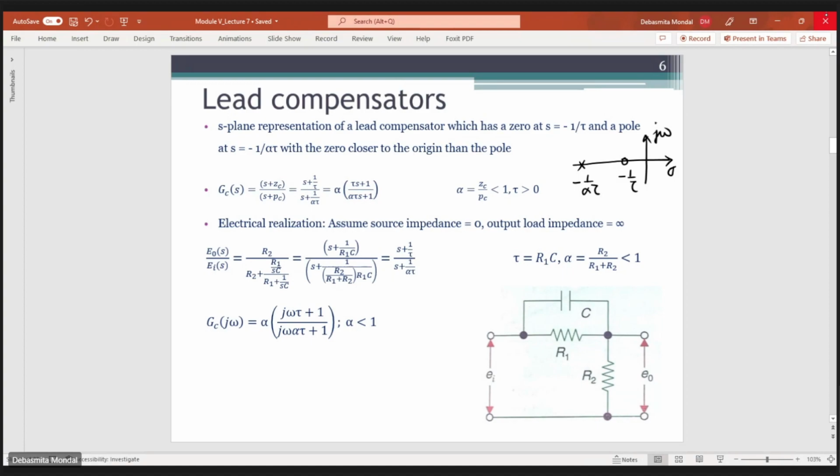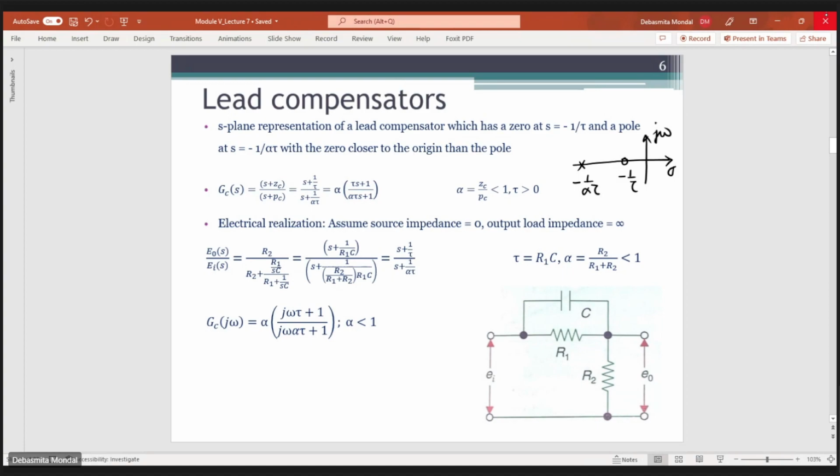If you do some simplifications or rearrangements, you will come up with something like this, which can be expressed as (s plus 1/tau) divided by (s plus 1/(alpha tau)), where tau is given by R1 times C, and alpha is equal to R2 divided by (R1 plus R2), and obviously the value of alpha is less than 1. If you want to write it in sinusoidal form, you simply substitute s by j omega, so you will get (alpha j omega tau plus 1) divided by (j omega alpha tau plus 1).